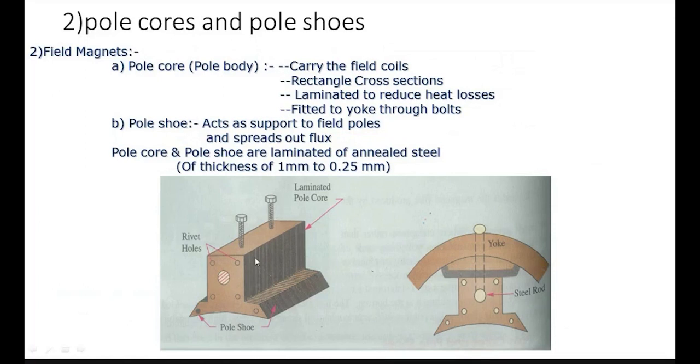Here is the pole core. This is the pole shoe. This is the total area of the pole core. This is laminated construction, which is used to reduce the eddy current losses. Silicon included in the iron core is used to reduce the hysteresis losses. The pole core is fitted to the inside of the yoke with the help of a bolt.